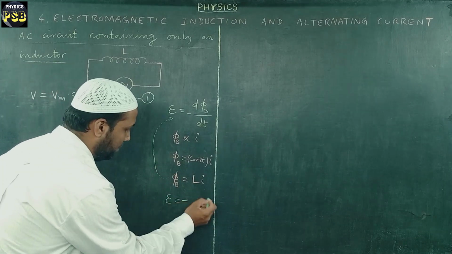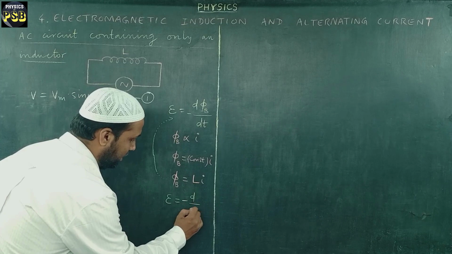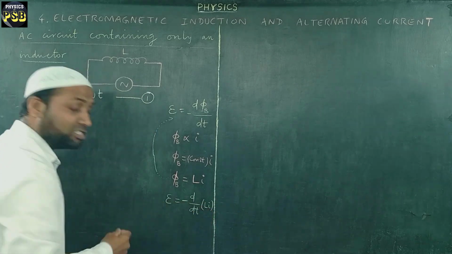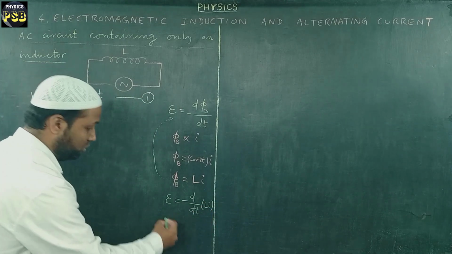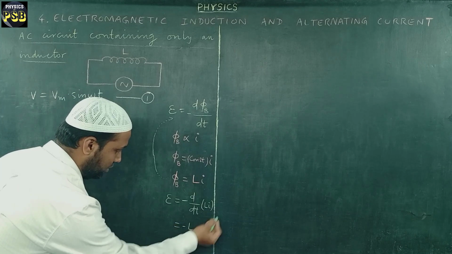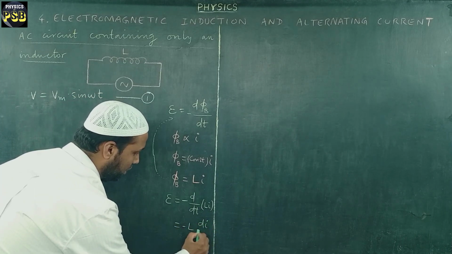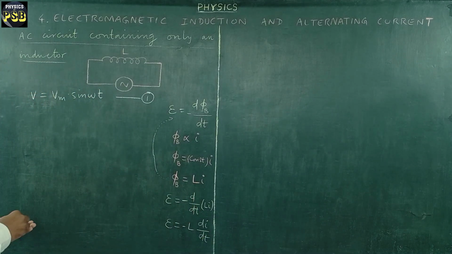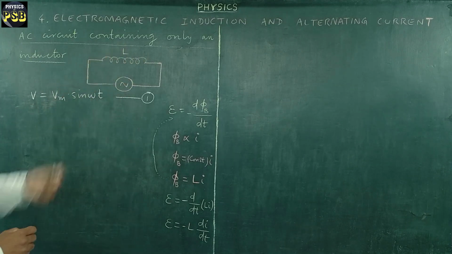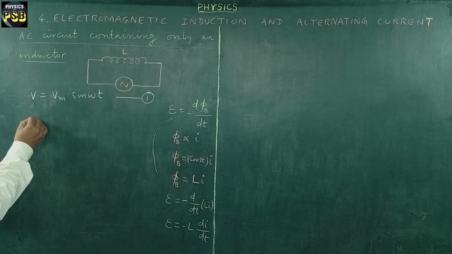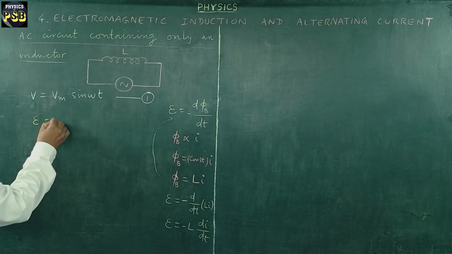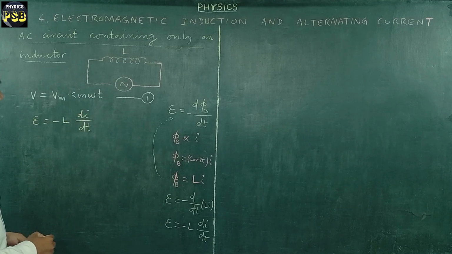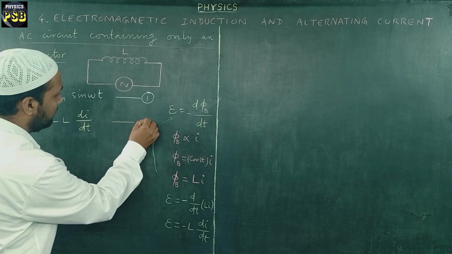Epsilon equals minus d upon dt of L i. Here L is a constant, so we do not differentiate it, and it is taken out. It is written this way: minus L di upon dt. This is the value of epsilon. So the EMF induced in this inductor is represented as epsilon, which is equal to minus L di upon dt. I take this as equation number 2.